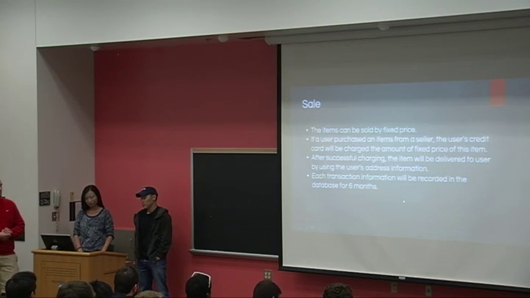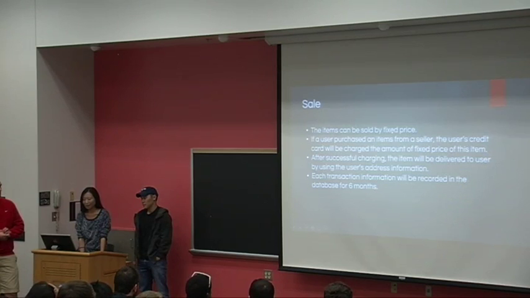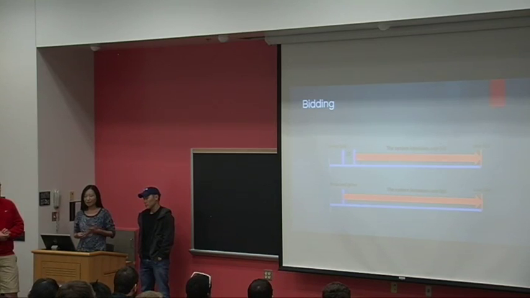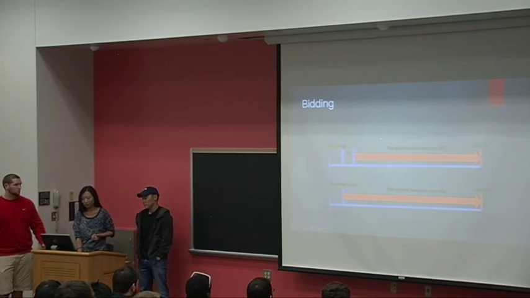The sale can be sold by fixed price. And for bidding, there are two kinds of bidding. One, the seller provides the reserved price, and the other one, when the seller doesn't provide the reserved price, the system just allows the buyer to input the bid price.